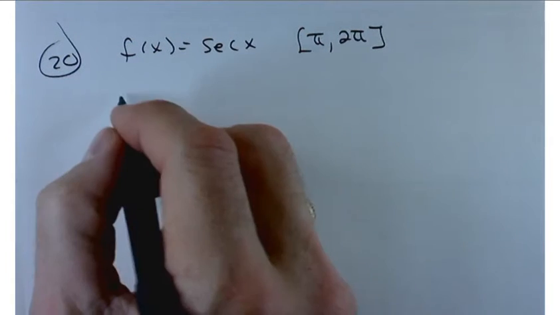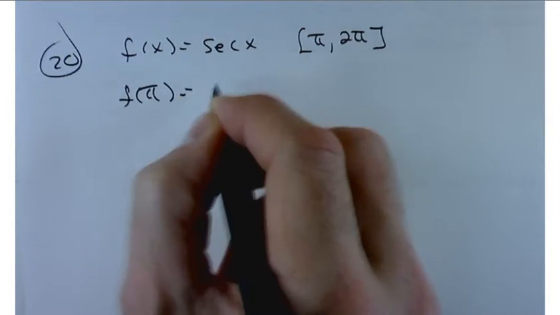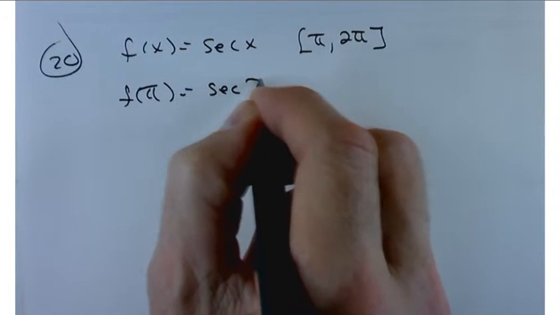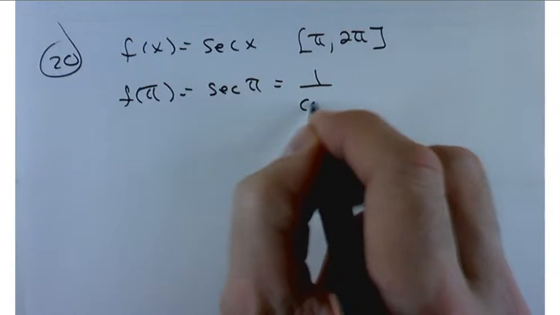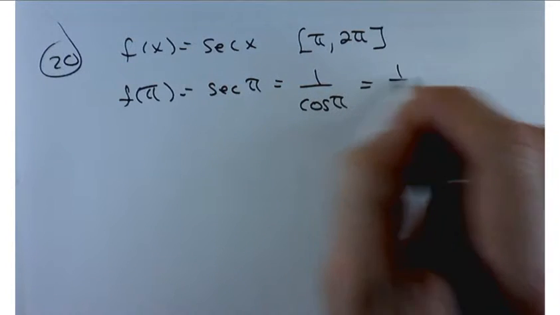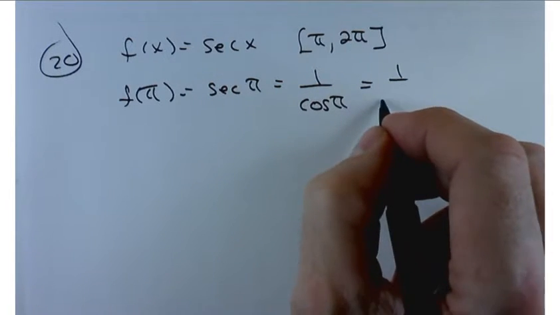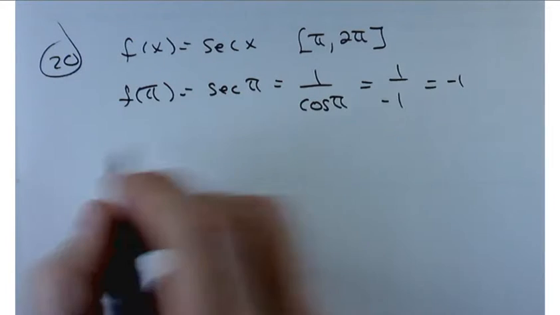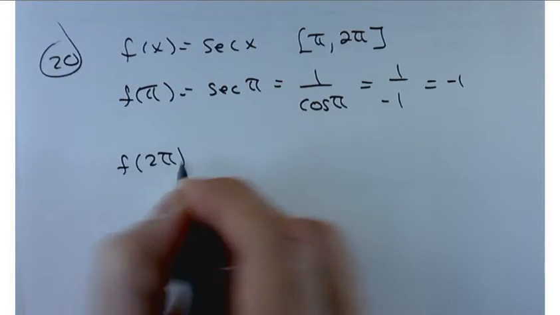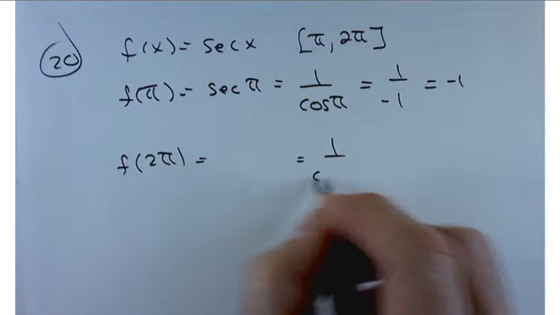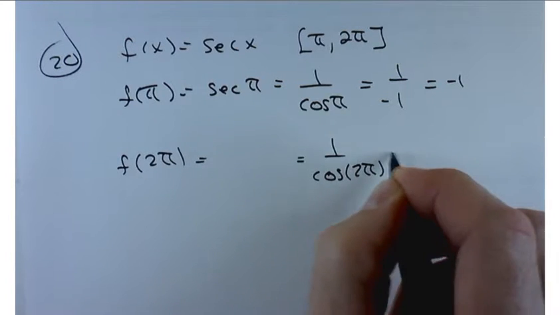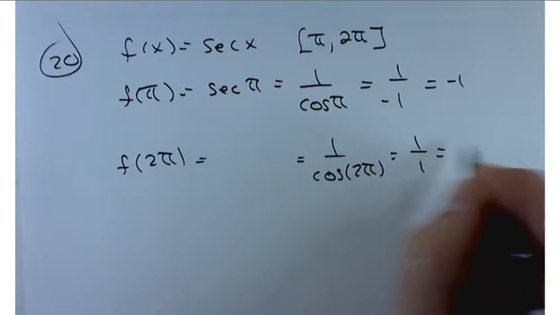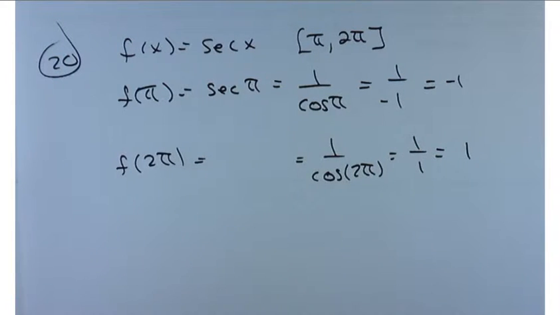First of all, let's think about f of pi. F of pi is going to be the secant of pi, which is 1 over the cosine of pi. What's the cosine of pi? Negative 1. If I looked at f of 2 pi, I'll get 1 over the cosine of 2 pi. So right away, we're running into problems. I think you'd run into further problems if you took a look at the graph.